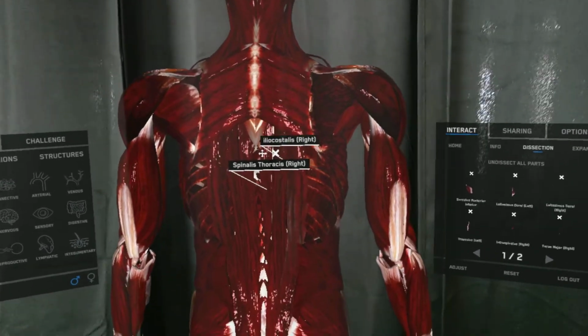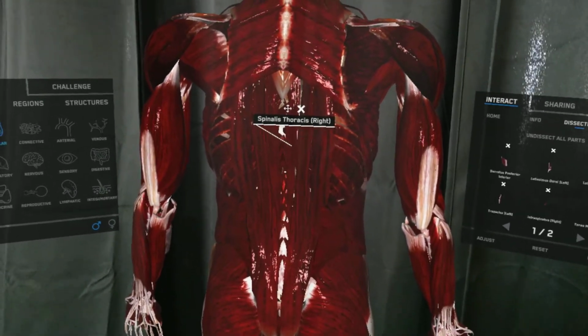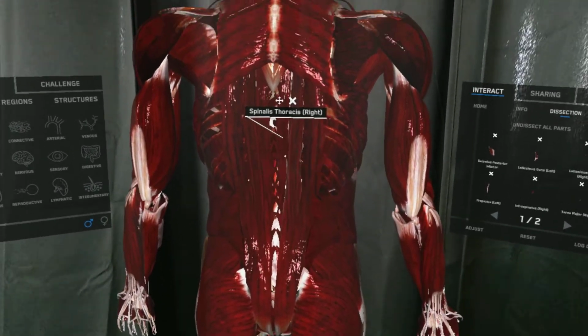Okay, so we will stop there. I don't want you to get overwhelmed. Those are the muscles of the upper back and the lower back.